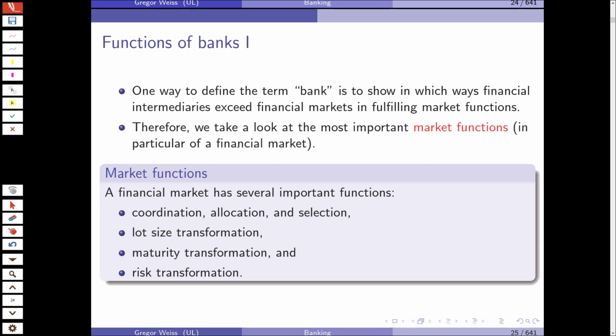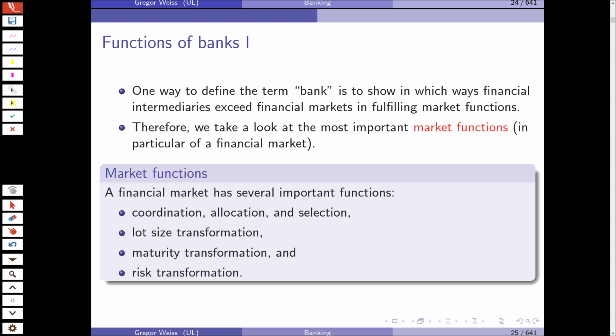Functions of banks. What do banks do? Now, one way to define a bank is, of course, to say, well, let's look at the German Banking Act. Another way is to look at this economically and look at what functions banks fulfill. So let's take a closer look at those market functions that banks can facilitate or enable. Now, the financial market, very generally, is the place where people who have capital seek and find people who need capital. Some people want to invest, and some people, companies, firms, households need financing. That's what happens on a financial market.